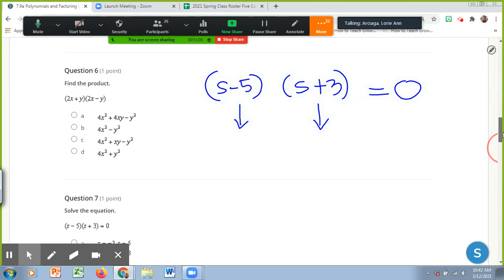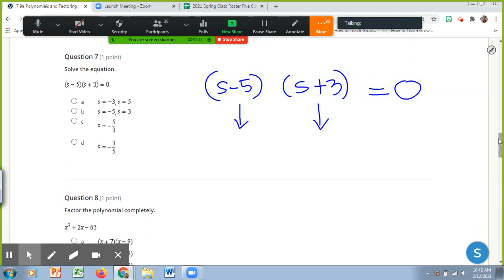It's letter B on my screen, Cicely. Okay, so s minus 5 equal to 0. There you go. And then s plus 3 equal to 0. So just copy each separately and then make it equal to 0.